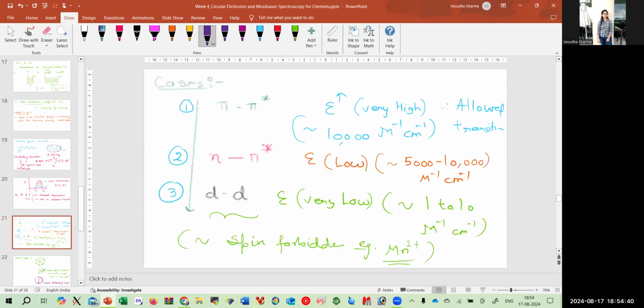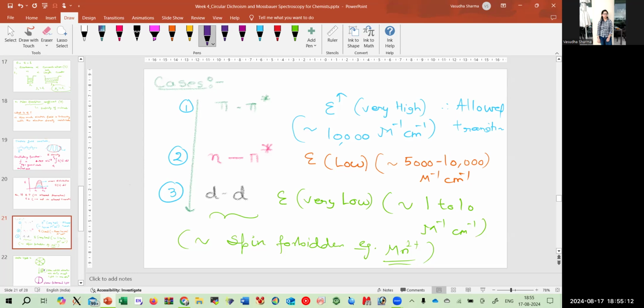And there are certain cases, if we consider complexes or some molecules, if there is pi to pi star transition, then the epsilon value is very high. That is 10,000 molar inverse centimeter inverse. So it's highly allowed, followed by n to pi star transition, which is low, but it is allowed. And the third is d to d transition, which is very low as the value of epsilon is very less. And it is generally considered to be spin forbidden unless there is some other parameter coming into the picture.